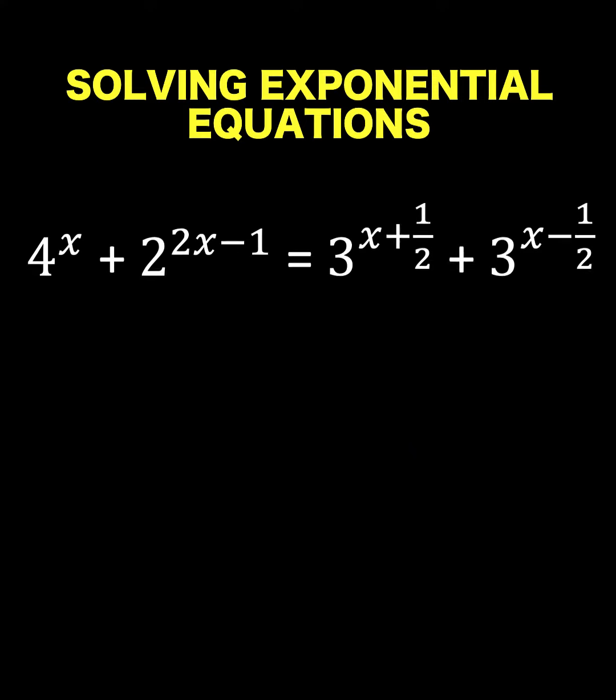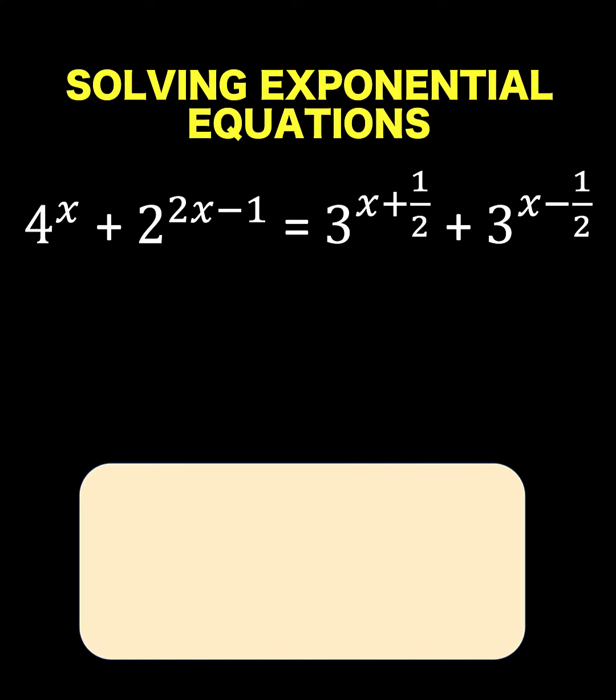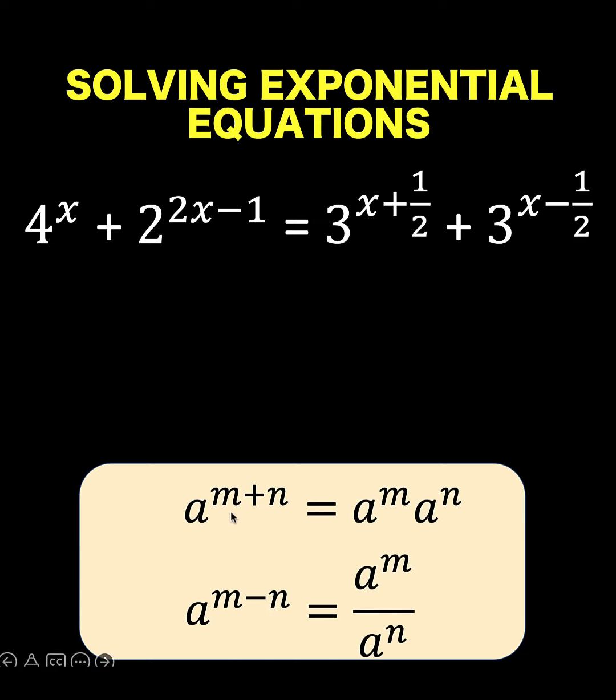Now let's solve this problem together. Let's begin by recalling the first two rules of exponents. When we are given a raised to m plus n, that is equal to the product a to the m times a to the n. And second, when we are given a raised to m minus n, that is equal to the quotient a raised to m over a raised to n.